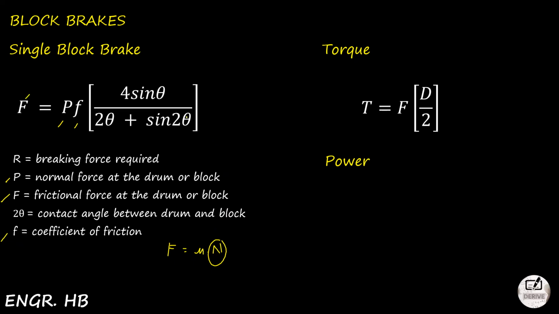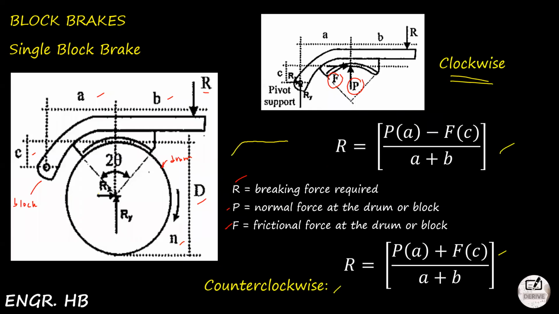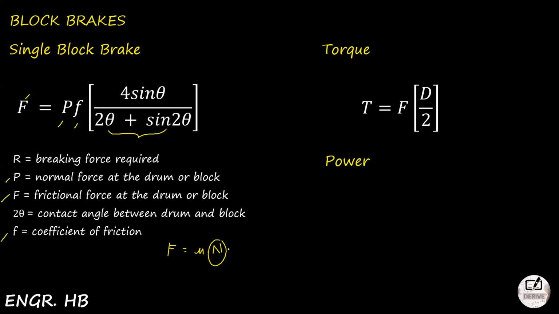Madali yung tandaan, pero mahirap tandaan dyan is this factor. So saan lumabas yung factor na to? So it is derived from the scenario that the drum is connected to the block brake and it is composed of contact angles such as this. Yung 2 theta na yan. So meron tayong F is equal to UN multiplied by some other factor which is this 4 sine theta over 2 theta plus sine 2 theta.